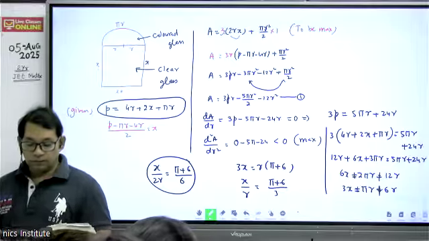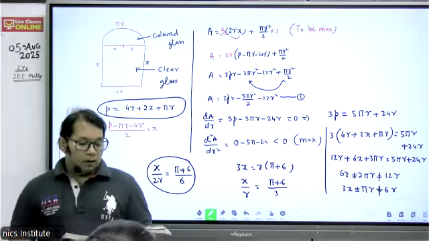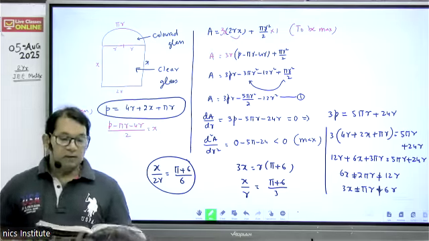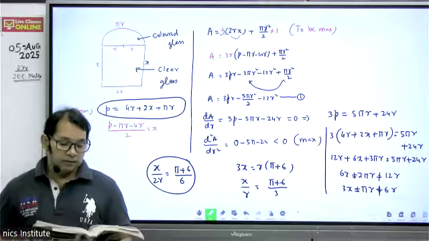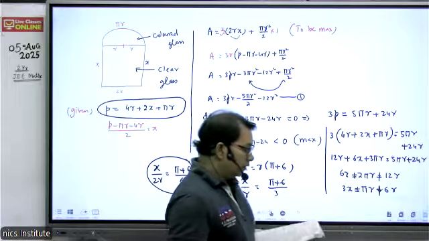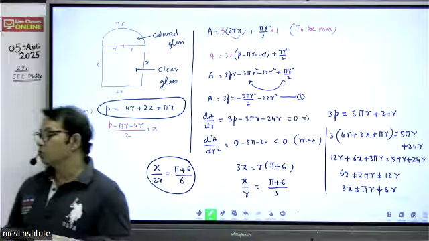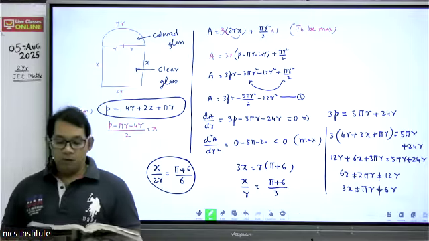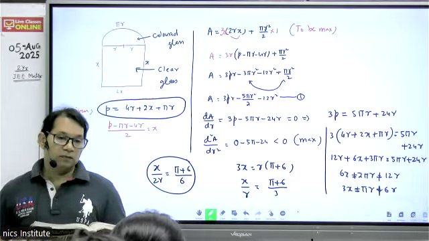Next question. A cubic function f of x vanishes at x is equal to minus 2.